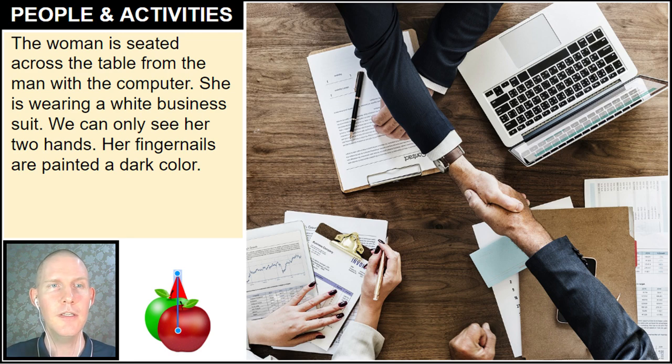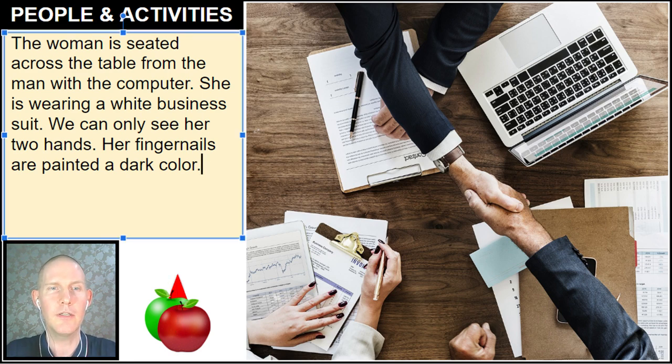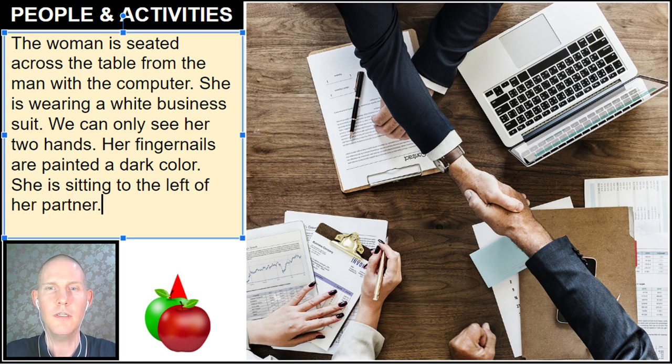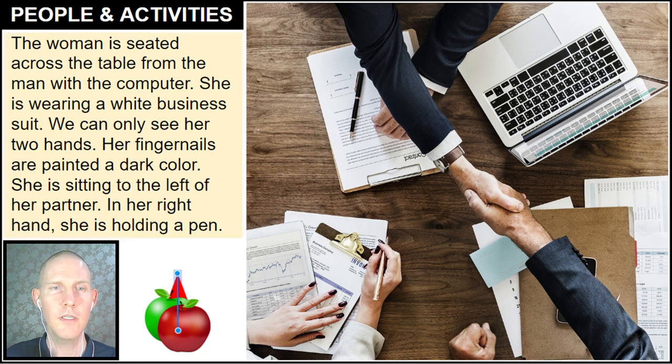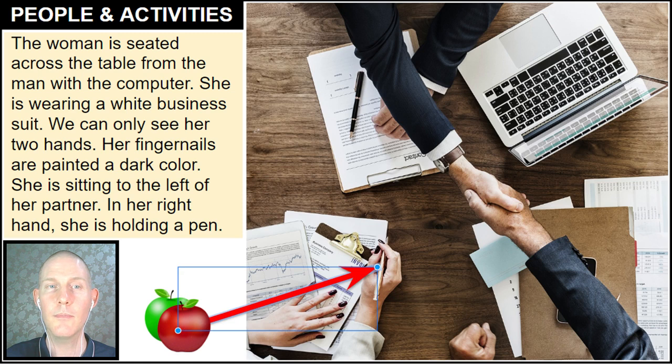All right, let's see. So her fingernails are painted a dark color. She is sitting to the left of her partner, right? In her right hand, she is holding a pen. So let's take a look. She is sitting to the left of her partner. If this is her partner, she is to the left of him, and then we can show the arrow. In her right hand, she is holding a pen. It looks like a pretty nice pen, probably with a metal casing or steel. It's not just a cheap plastic pen.